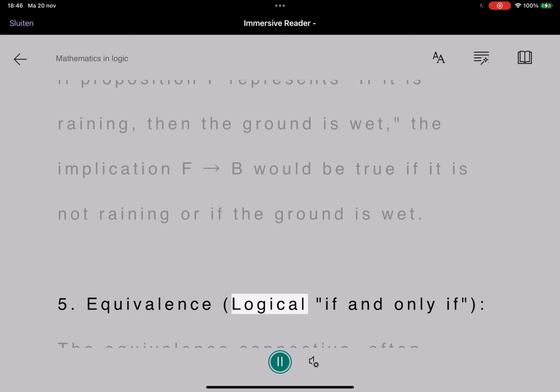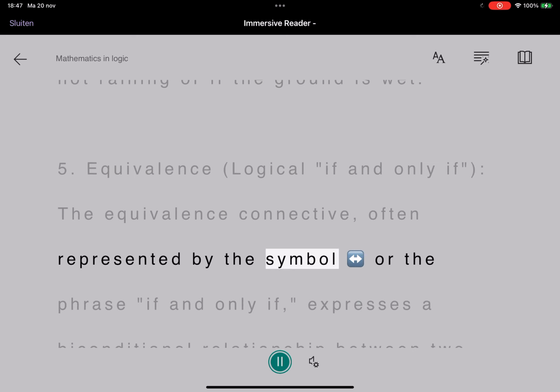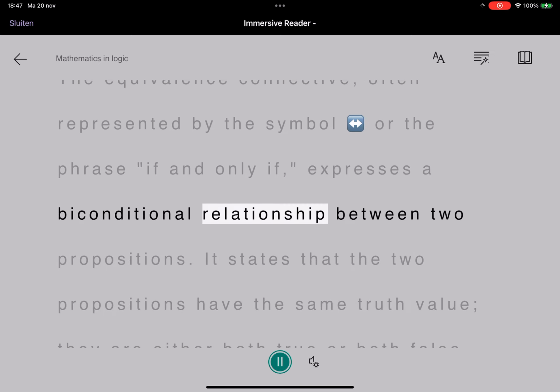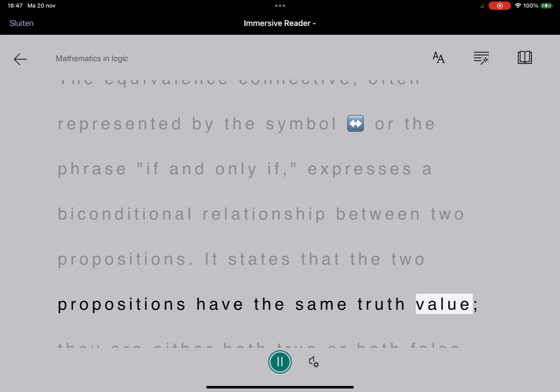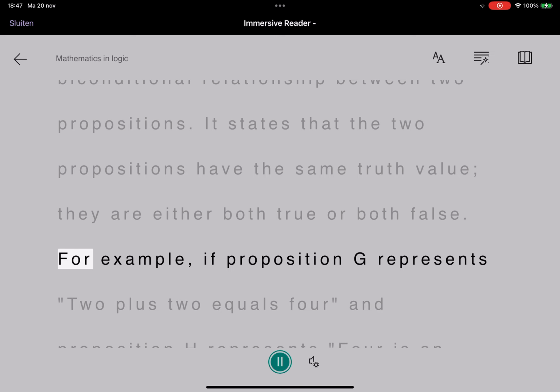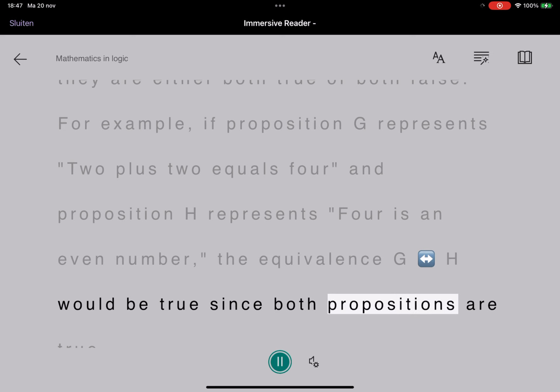5. Equivalence, logical if and only if. The equivalence connective, often represented by the symbol ↔ or the phrase "if and only if", expresses a biconditional relationship between two propositions. It states that the two propositions have the same truth value; they are either both true or both false. For example, if proposition G represents "2 plus 2 equals 4" and proposition H represents "4 is an even number", the equivalence G ↔ H would be true since both propositions are true.